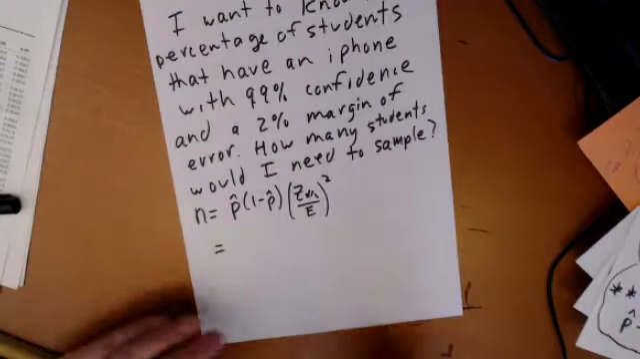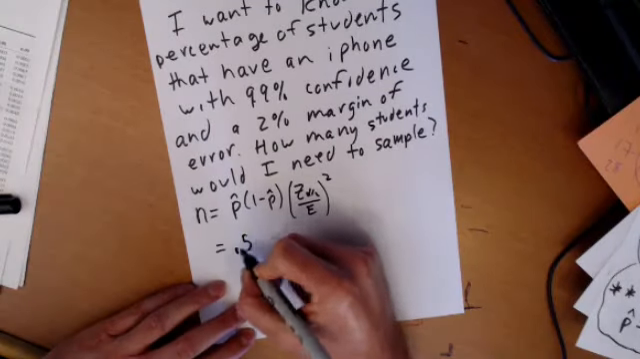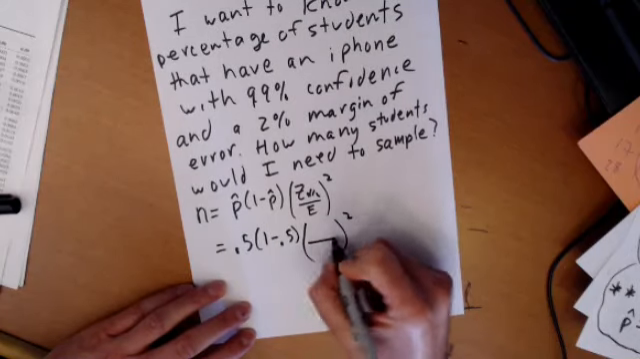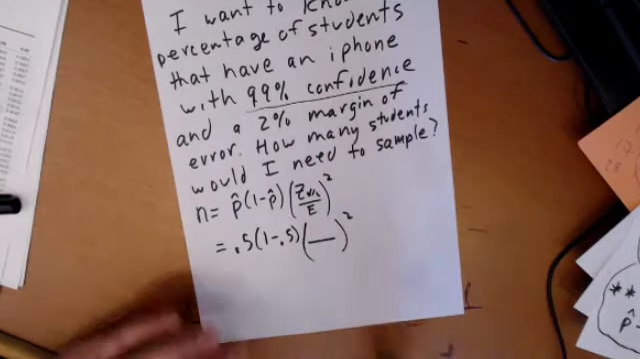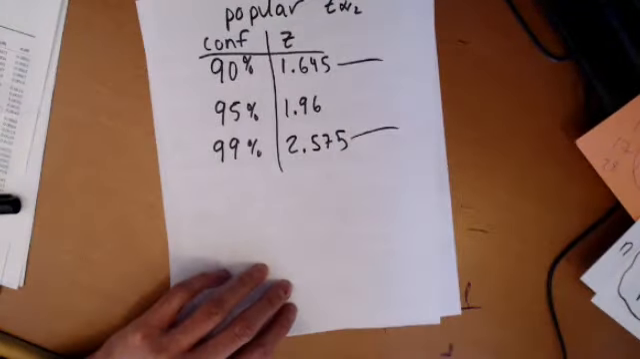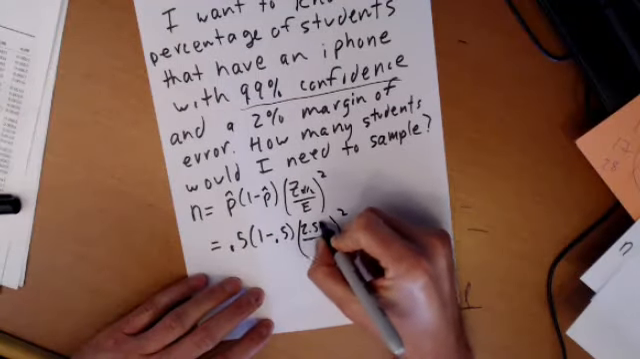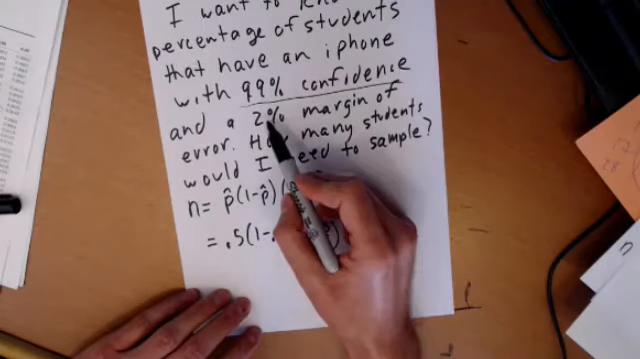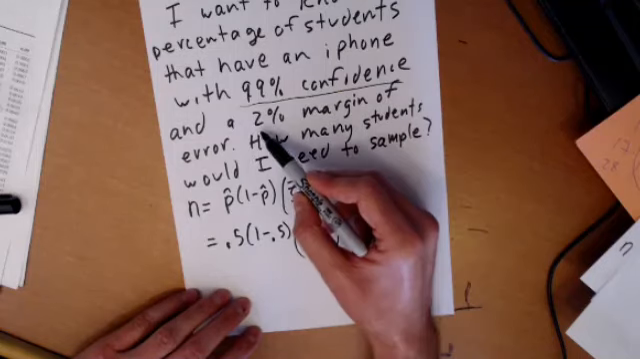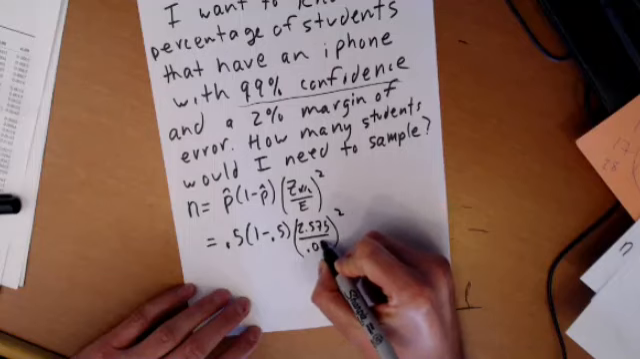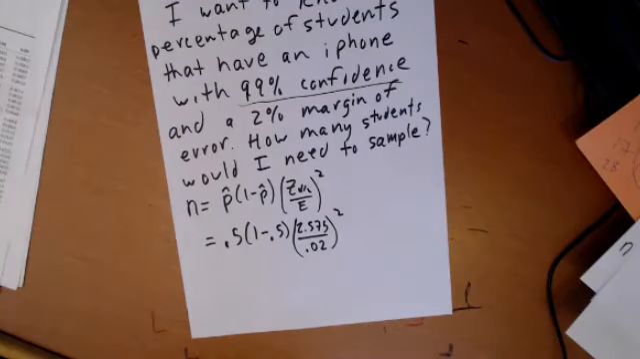Okay. So 0.5, 1 minus 0.5. 99% confidence. I'm going to go to that little shortcut right here. 99% confidence, 2.575, all over E, margin of error. Oh, they said 2% margin of error. They could have said within 2%, but they used margin of error. Okay, convert it to a decimal, 0.02.